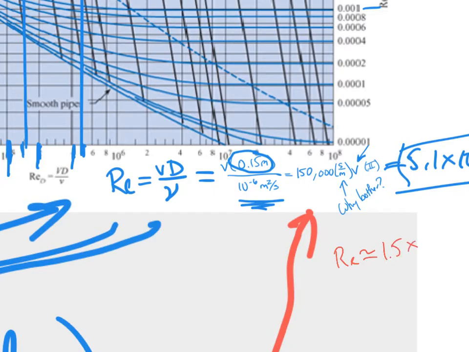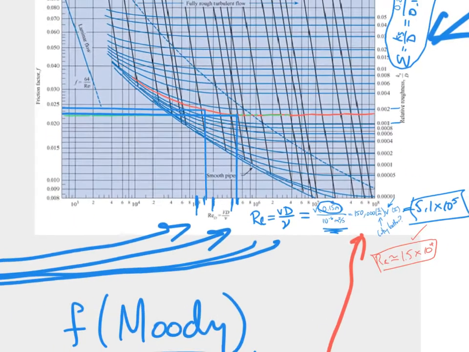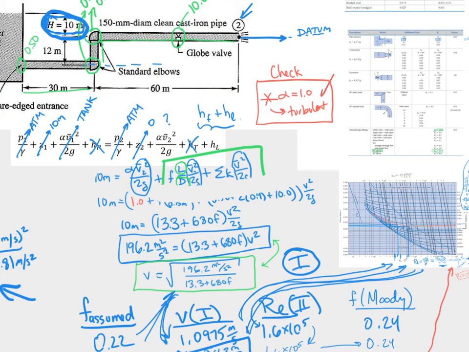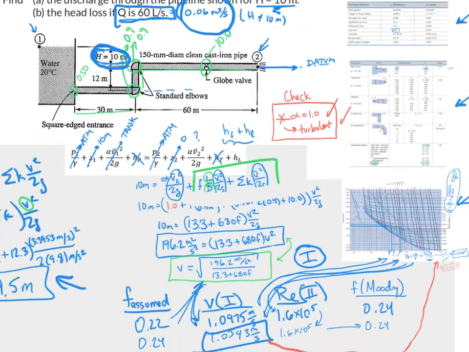Okay, so our velocity was, what was our velocity over there? I guess our velocity must have been about 1 meter per second. Oh, yeah, our velocity for part A was 1 meter per second. So we just kind of plugged that in and got a rough estimate. Okay, and sure enough, it checks out, it's turbulent.